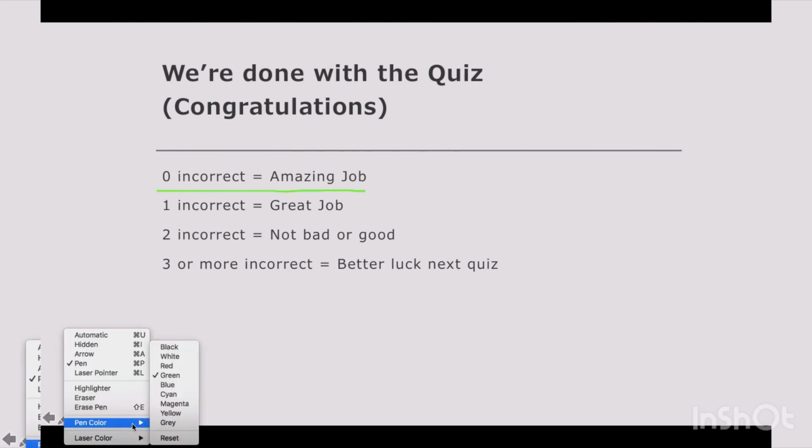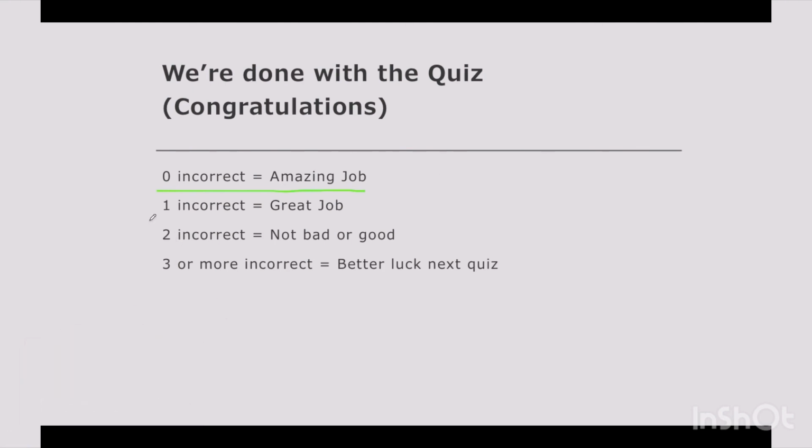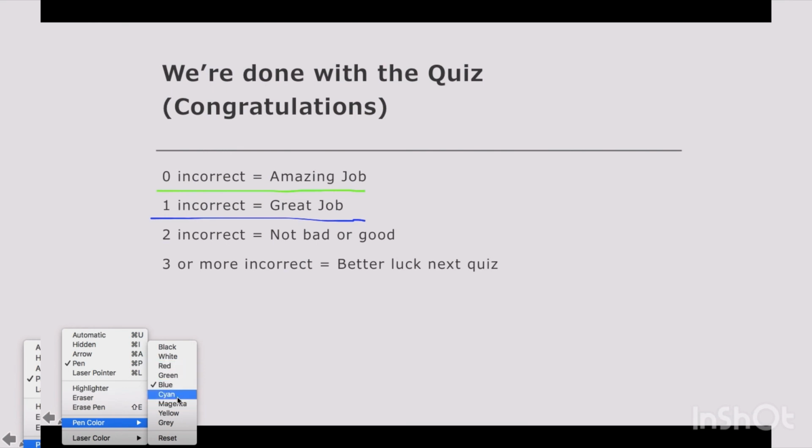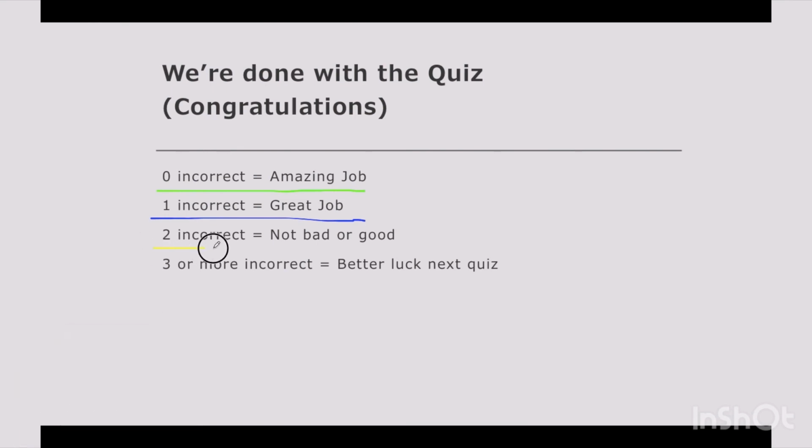Amazing. Now my blue pen. If you got 1 incorrect, that's okay. That's a great job. Very great job. Just try your best and be confident to get 100%. Now for the 2 wrongs, not bad. That's good. But try to be more confident to get to 100%, or at least 1 incorrect.